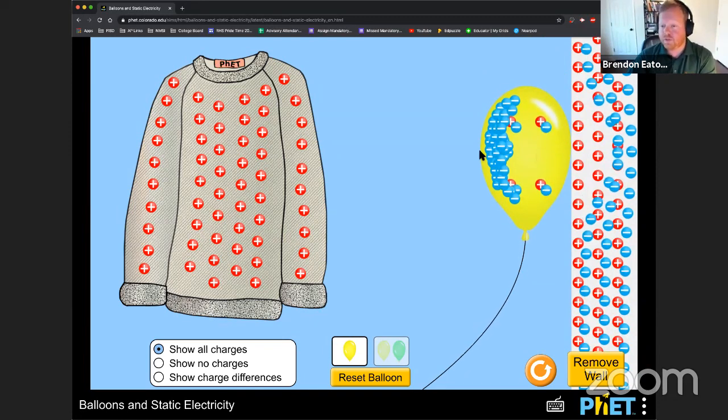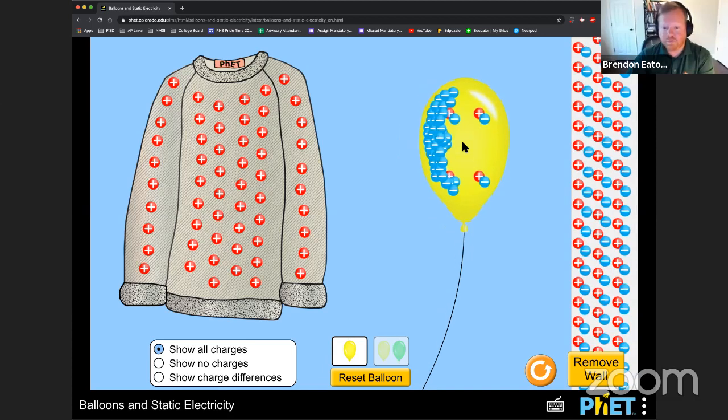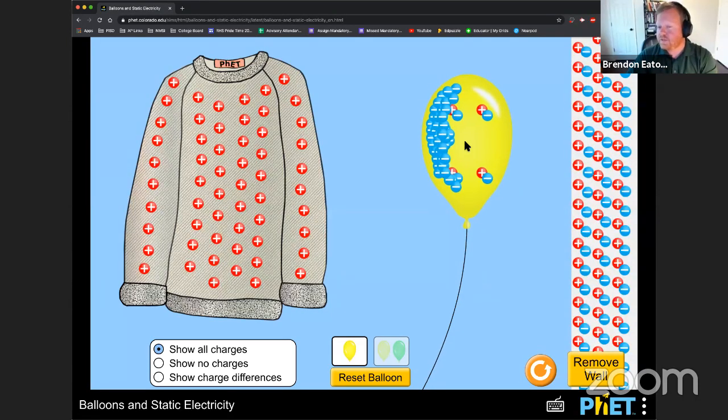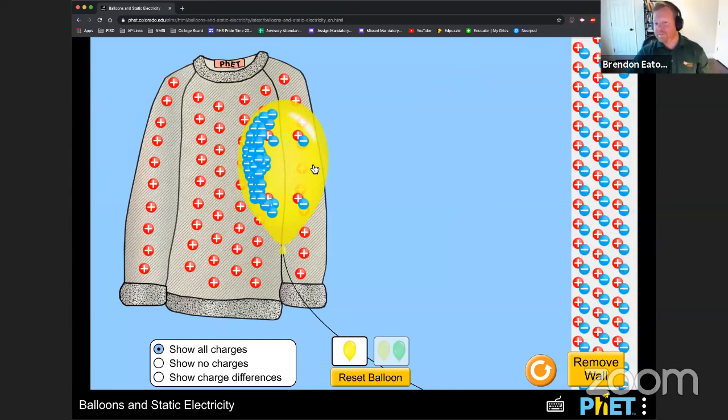But what do you hypothesize is going to happen if I release the balloon from this spot right here? The wall is still zero charge, but the sweater is a positive charge. So if I release the balloon, check it out. The balloon is attracted to the sweater again because of the opposite charges.